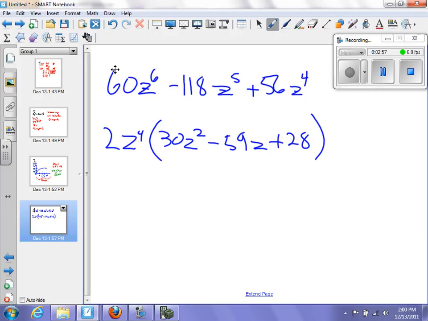30 times 28. Can somebody pull out a calculator? Tell me what that is? 840. And then do we have any factors of 840 that would add up to negative 59? I think I actually did this one. It's really hard to do. It is harder, but it's easier than the guess method.